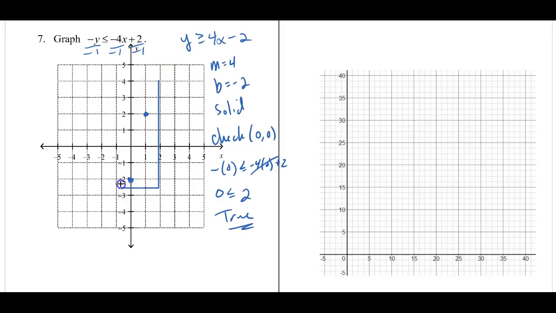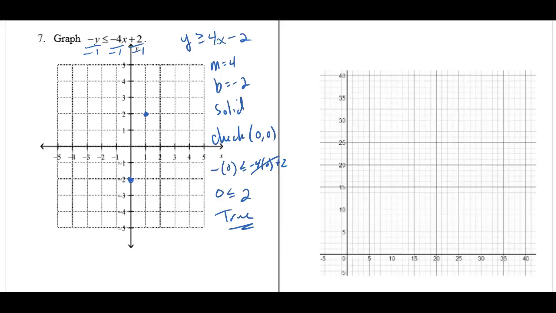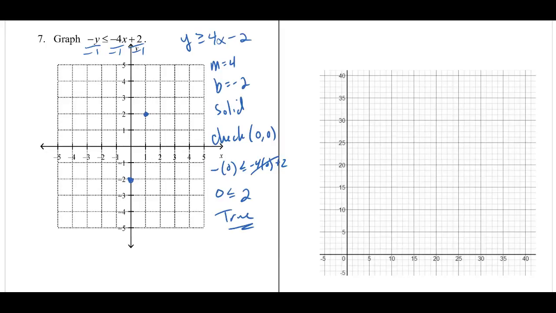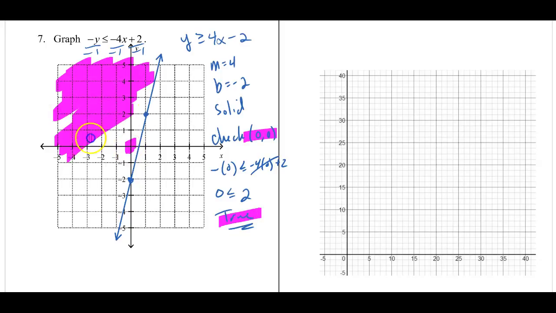I'm going to have, oops, grab the wrong one there. So there's my line. And again, we're going to shade the true side. Since once again 0, 0 was true, we're going to shade the 0, 0 side, which is here. So we're going to shade everything, in this case, above the line. And there's my solution.